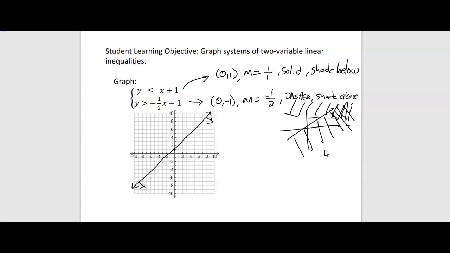The second line, (0, -1). The slope, -1 over 2, down 1, right 2, down 1, right 2. This one's a dashed line. So we dash the line through there, and it's shaded above. So we can see the region in here that's shaded by both lines. This is the only shading that I want to have for the graph of this solution.